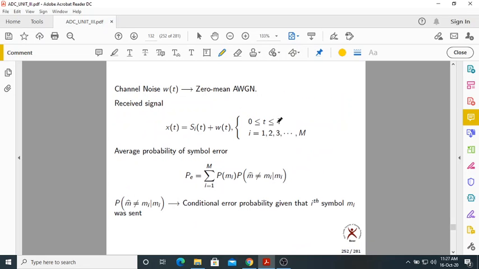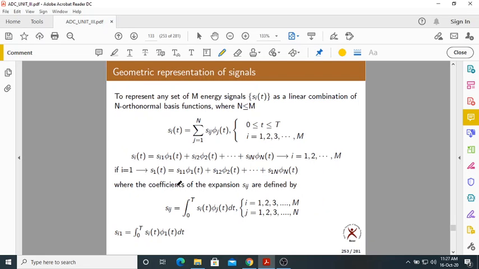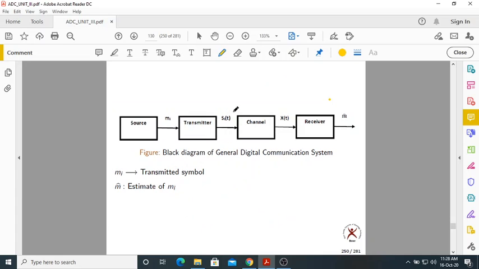I explained this in the last class also. So this is very important. We have to represent everything geometrically. Whether we represent the transmitted signals, the noise, or the received signal, everything will be represented geometrically in a space, the signal space.